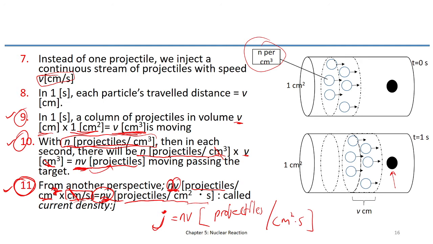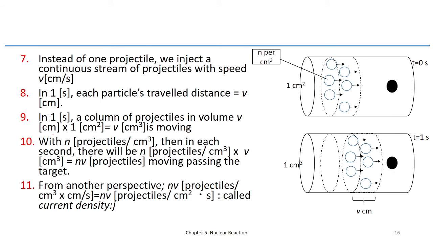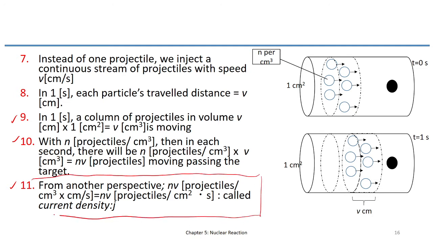You might want to pause this video and think about what is happening in point number 9, number 10, and number 11. What I can see here is that number 11 is the ultimate conclusion that we want to draw in this discussion at this point. Now we know that current density is J.